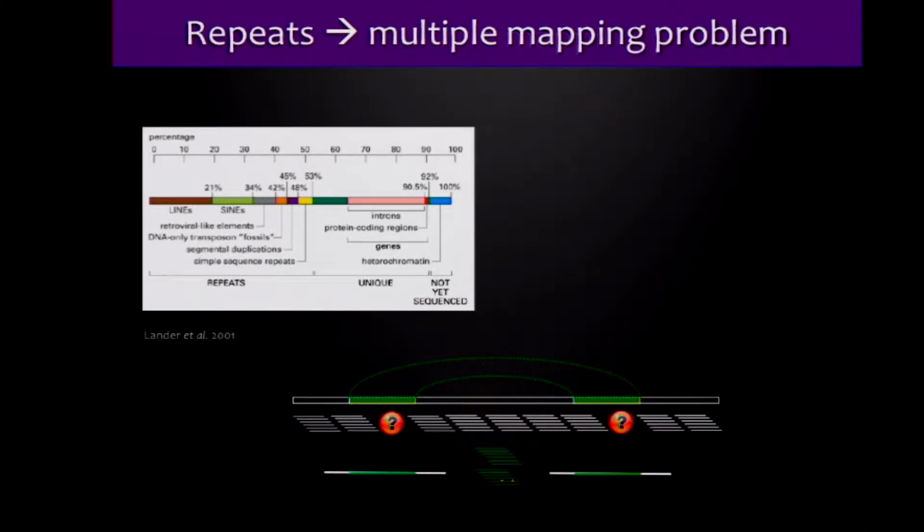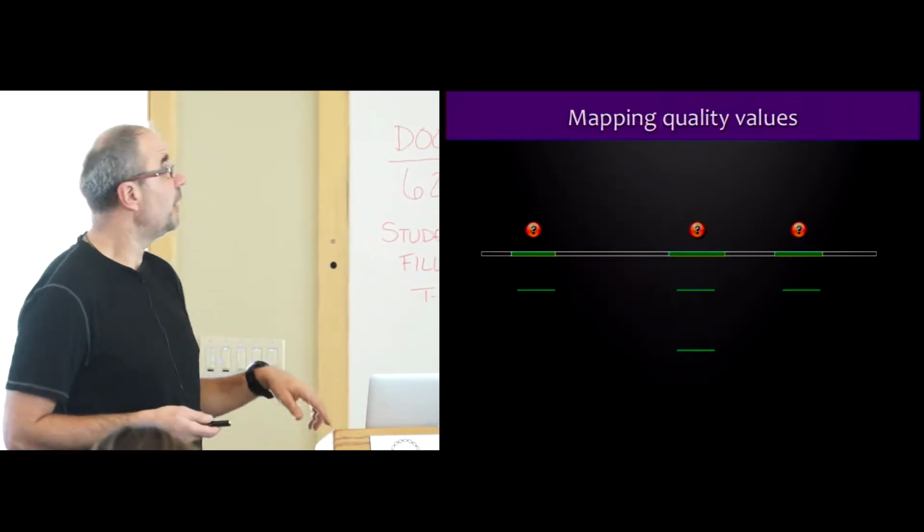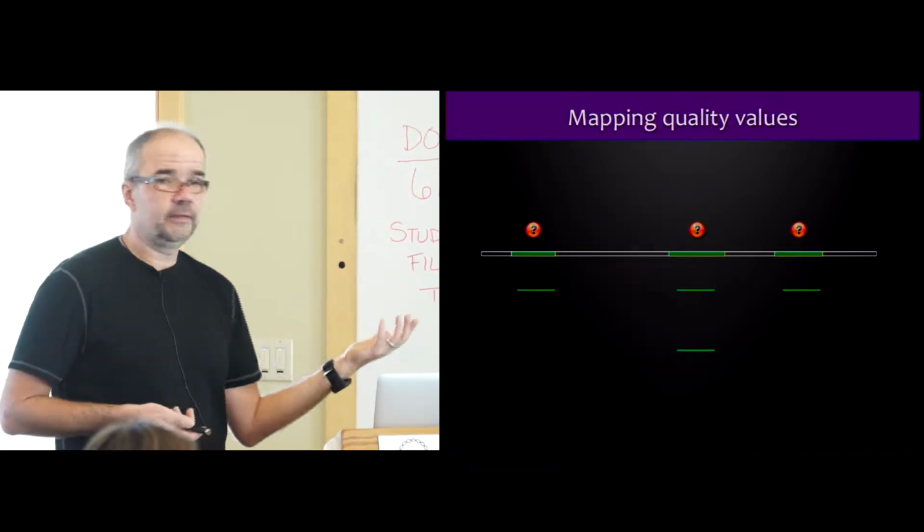And of course, the problem is when you have a sequence that represents such a region, it's sometimes difficult to know where that piece comes from, right? Because it's similar to here and similar to there. It's a piece that is very difficult to place. Okay? So far, so good? So how do we deal with that?